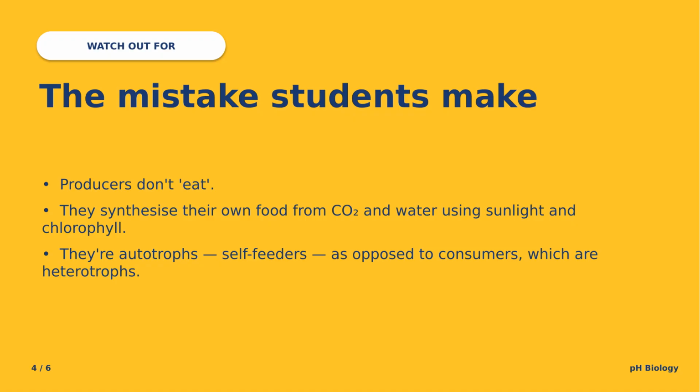Common slip: producers don't eat. They synthesize their own food from carbon dioxide and water using sunlight and chlorophyll. They're autotrophs, self-feeders, as opposed to consumers, which are heterotrophs.